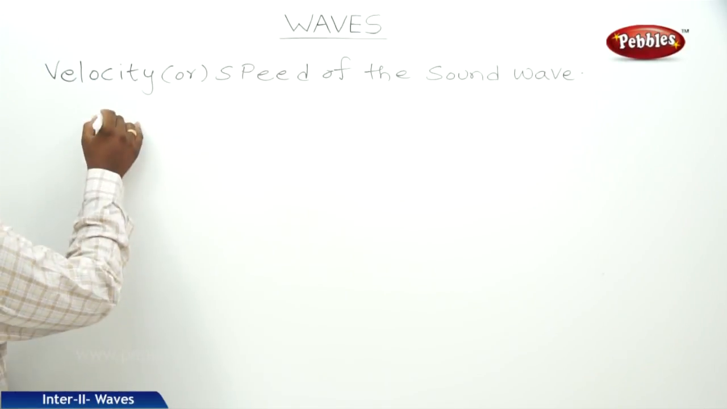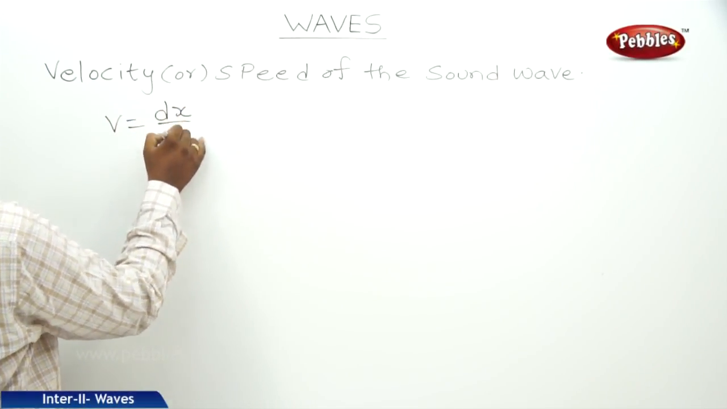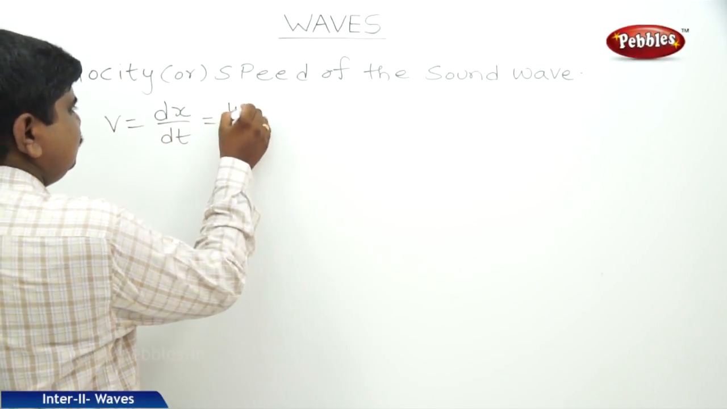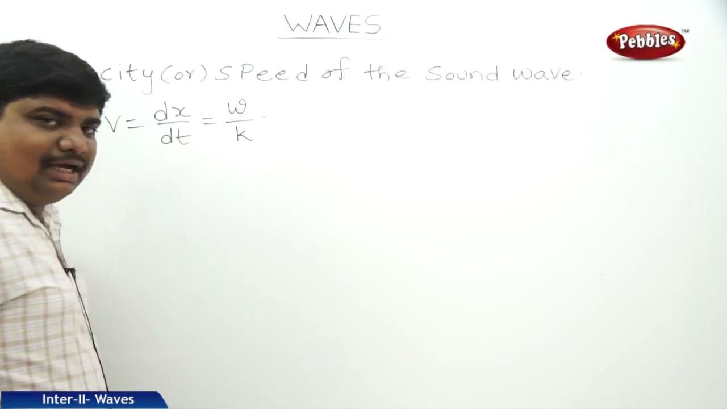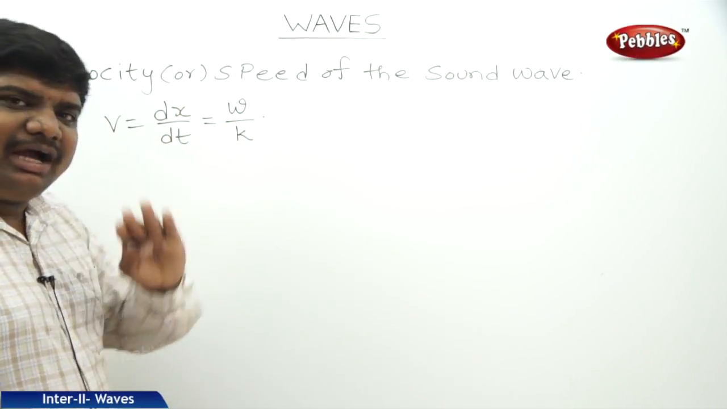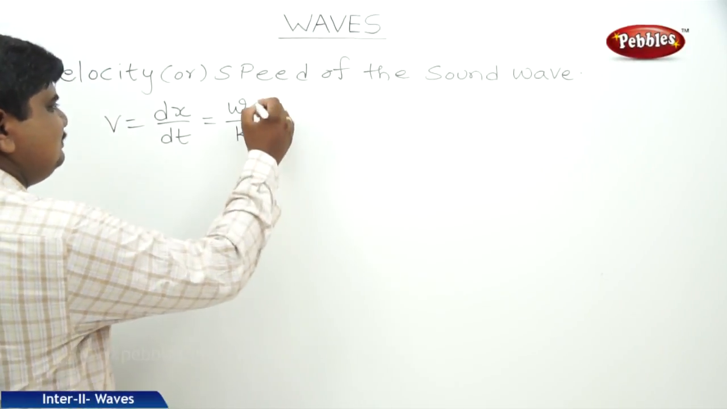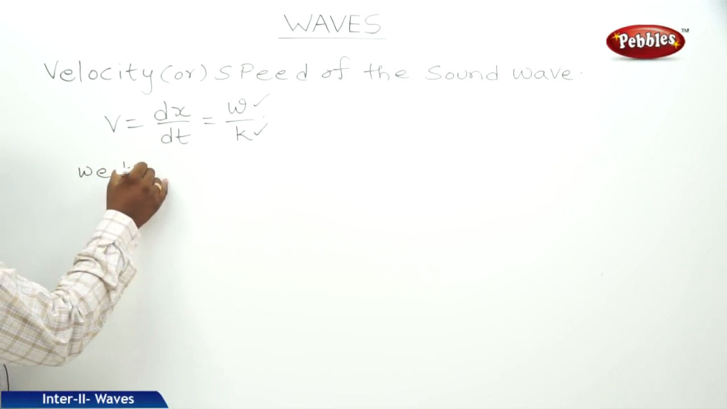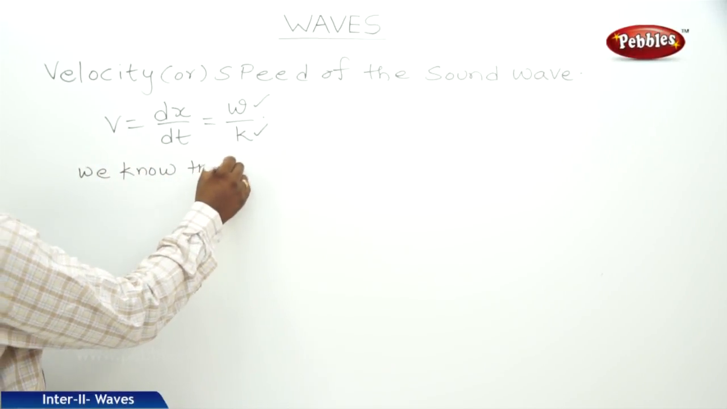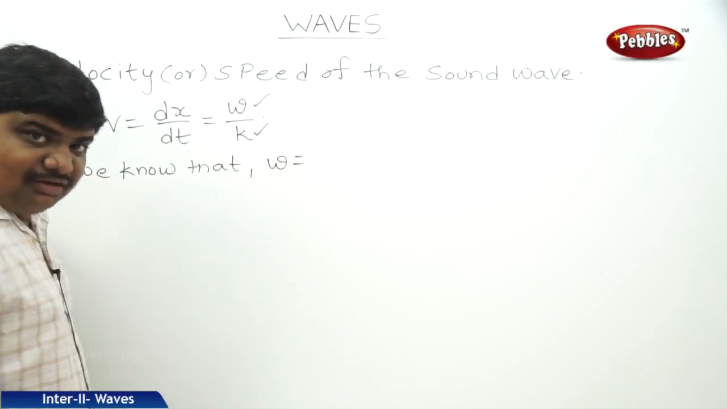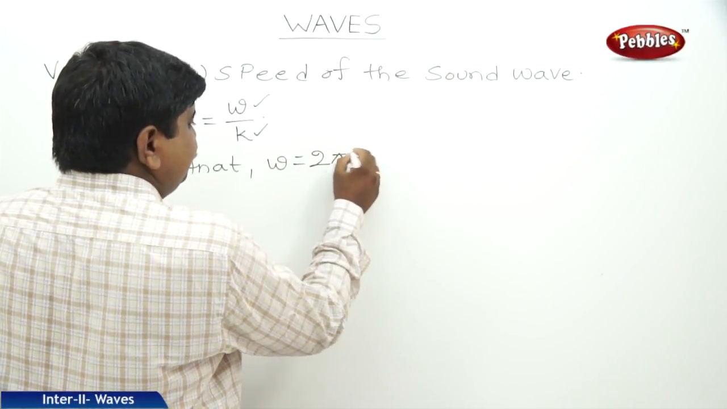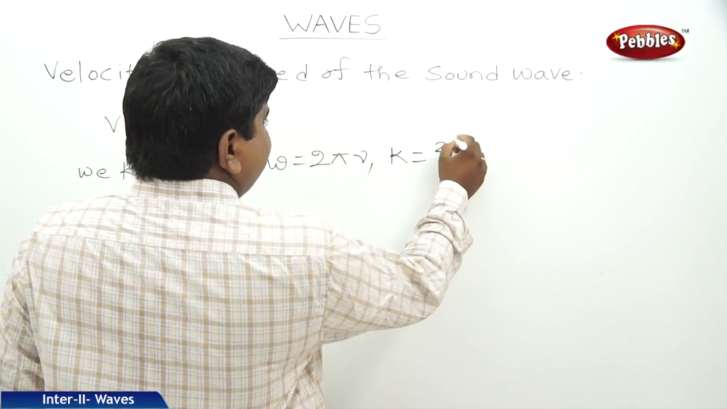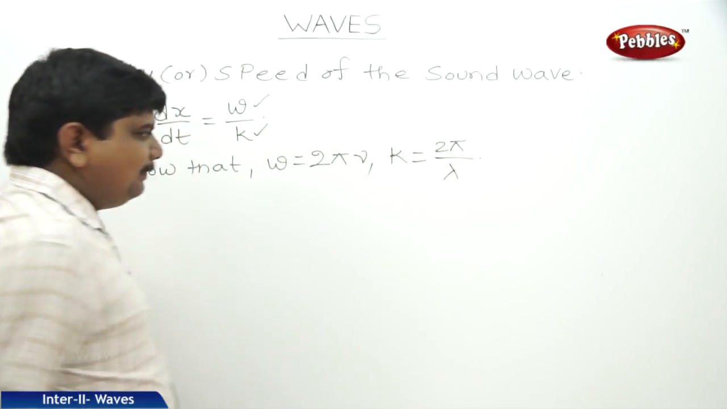The general formula to this is V is equal to dx by dt. So as we simplify the equation, we got V is equal to omega by k also. Therefore, dx by dt is equal to omega by k, we got. Now we should simplify this omega by k equation. So we know that omega is angular frequency, that is 2 pi nu, and k is equal to angular wave number, that is 2 pi by lambda.